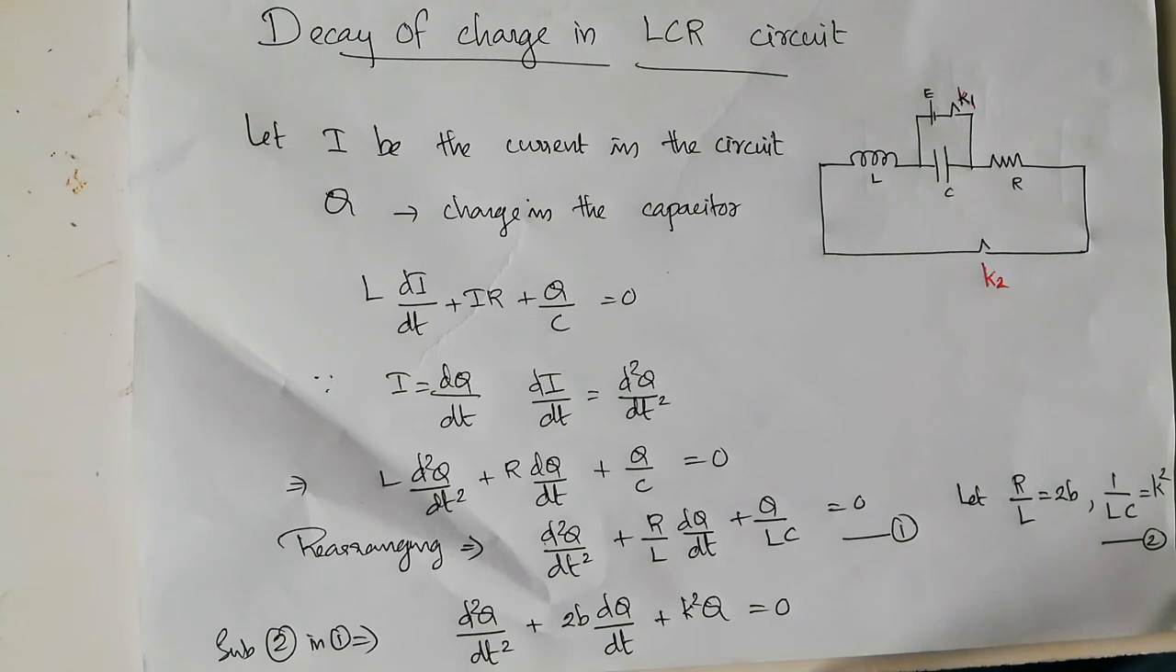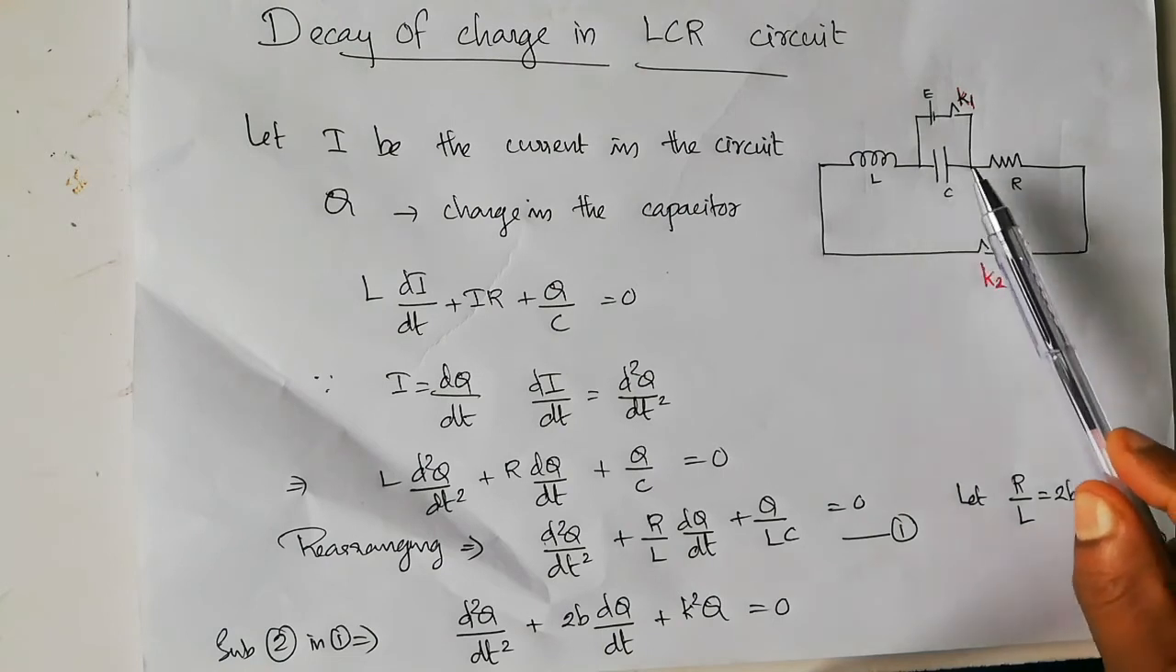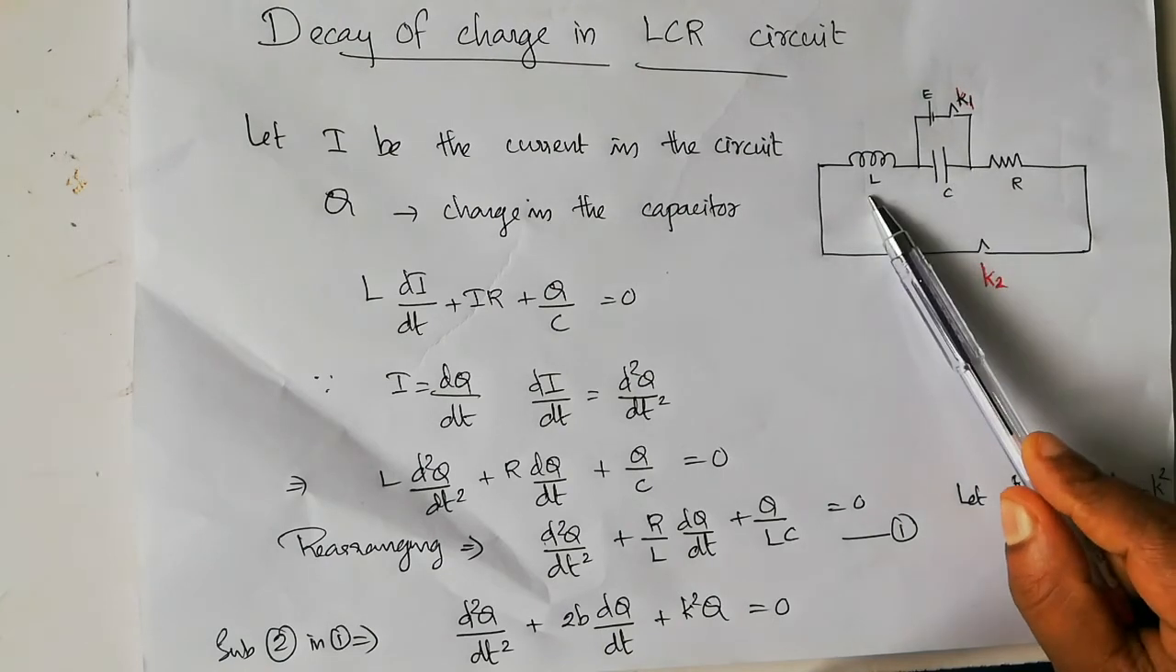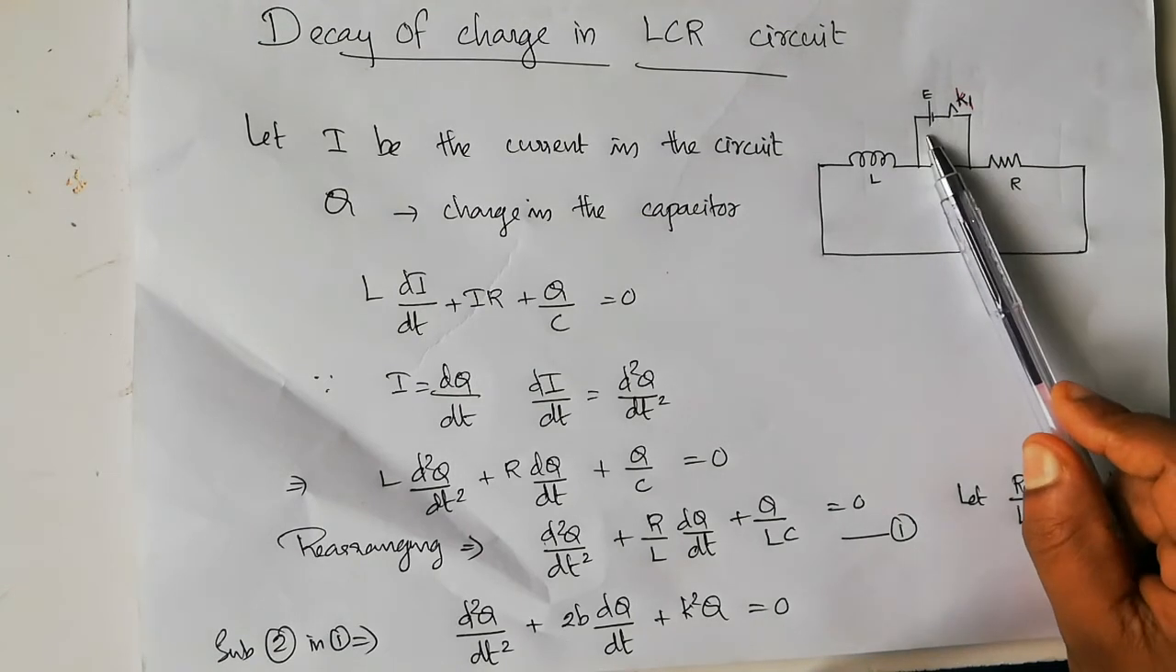Hi dears, today we can discuss the topic, the decay of charge in a series LCR circuit. We have already discussed the growth of charge in a series LCR circuit yesterday. Now look at this figure and consider a circuit containing a capacitor, an inductance and a resistance which are joined in series with an applied EMF E.